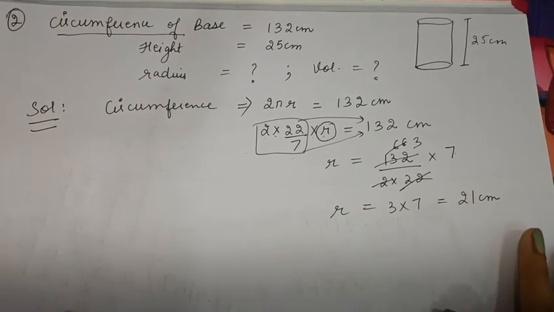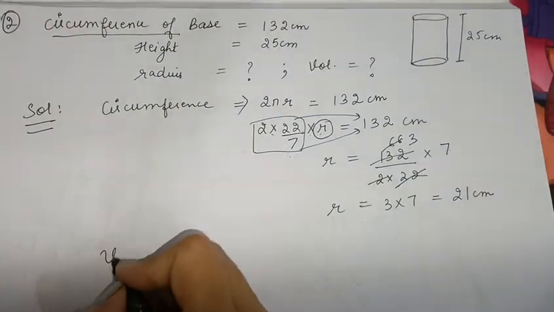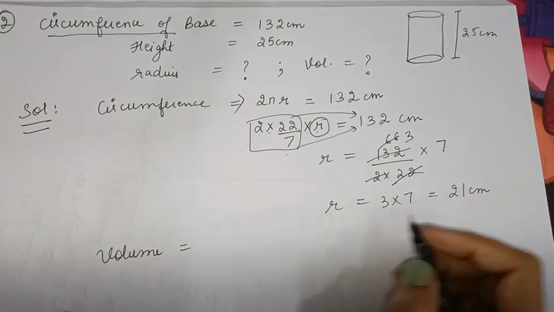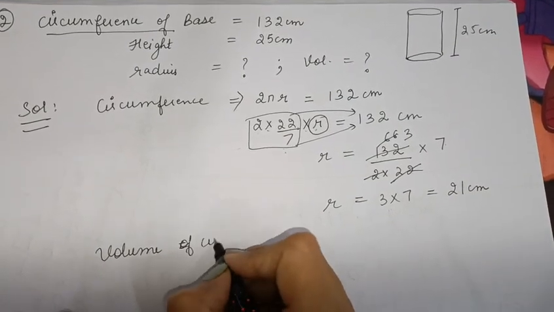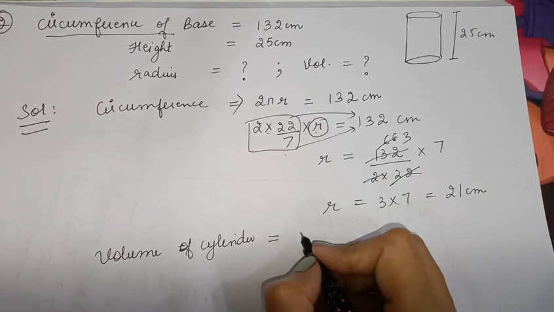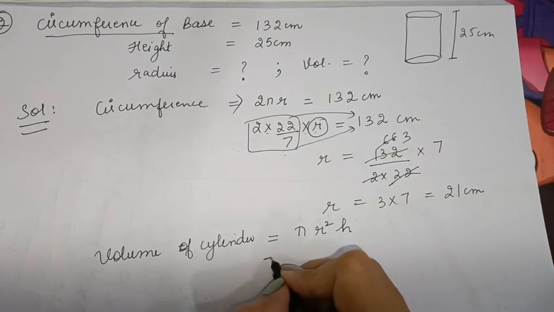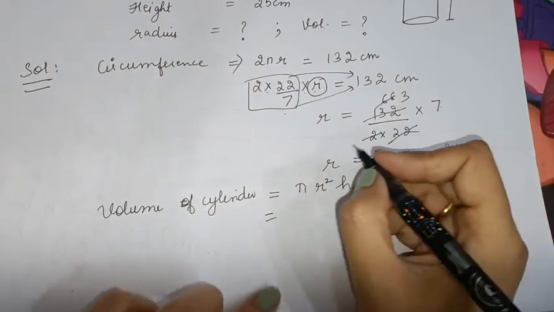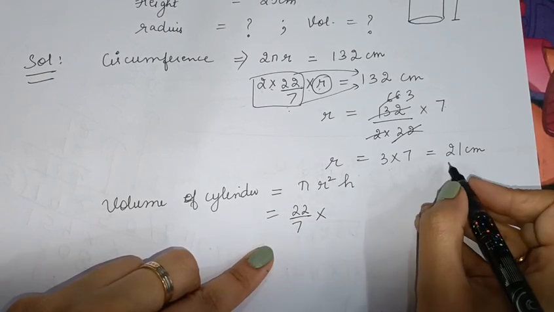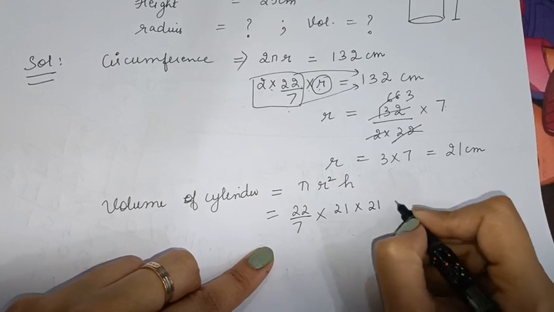Now let's do the second part of the question. The second part says find the volume. So very easy. Directly we just have to apply the formula. Volume of cylinder, because we are doing the question about a cylinder, is pi r square h. So all the values we will substitute. Pi's value is 22 by 7. R's value we have just found, 21. So r square means 21 into 21.